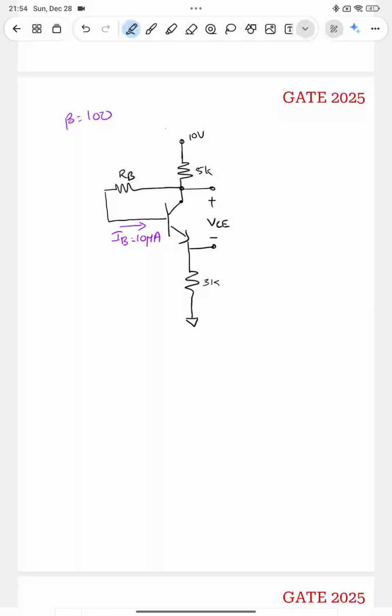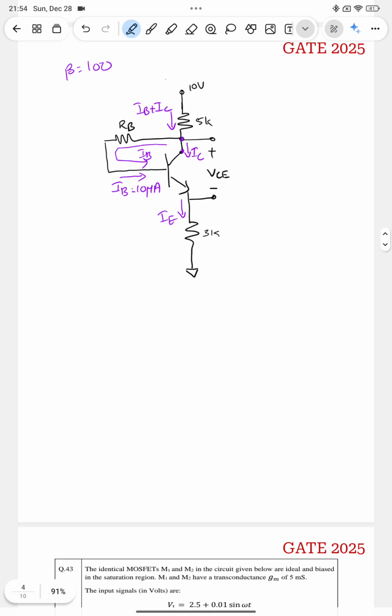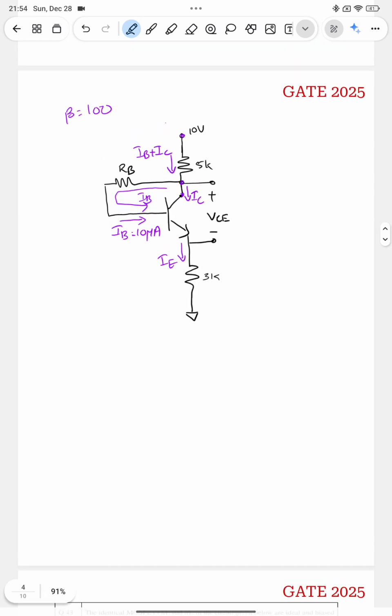So this is the collector node, right? So this current will be equal to IC. This current is IC, and this current is IE. If you carefully see here, the current IB is coming from this node, like this. So this is IB. So what is the current here? This current will be IB plus IC. Fine. And here we have applied 10 volt.